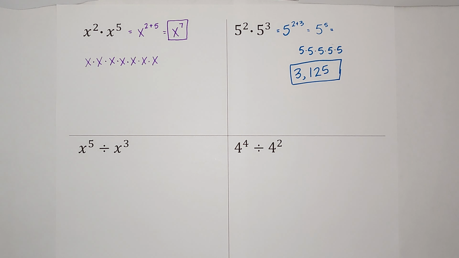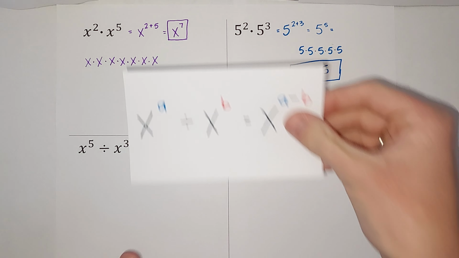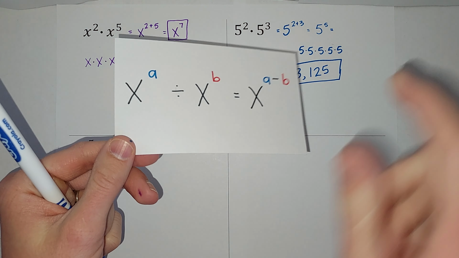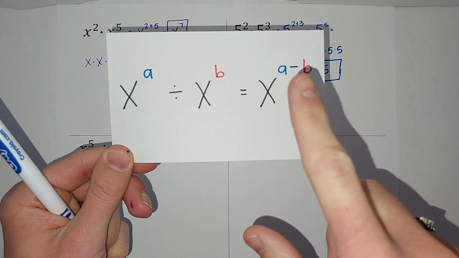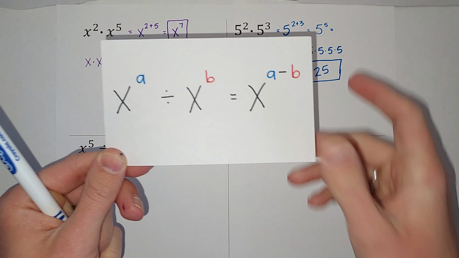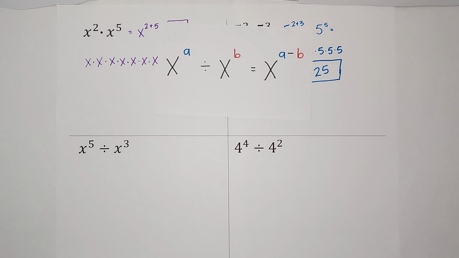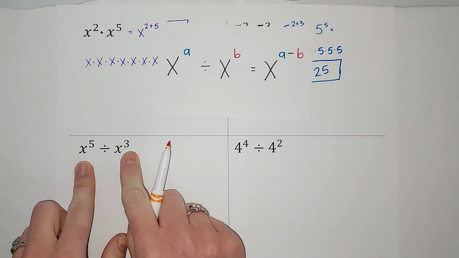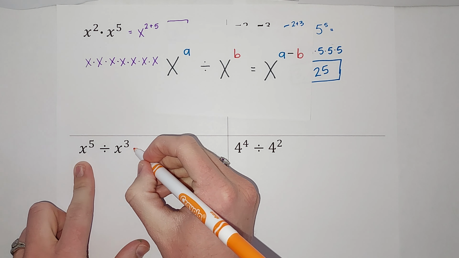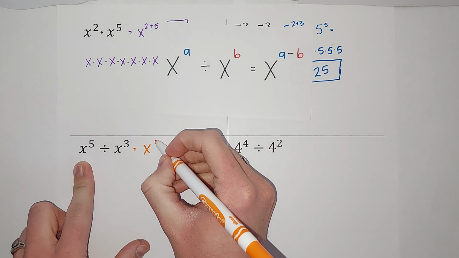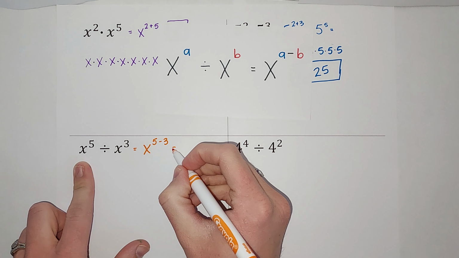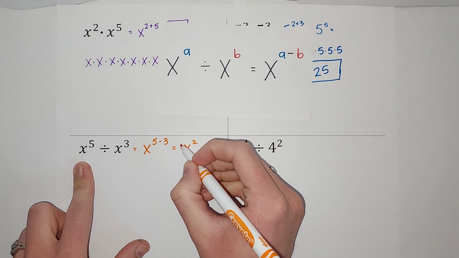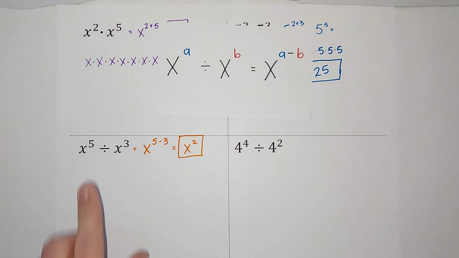Okay, now we are dividing. I bet you can probably guess what this is going to look like. Here's another beautiful card. So when I have x to the a power divided by x to the b power, it equals x to the a minus b power. Okay, that was a lot of words. Let's do it here. So I have x to the fifth divided by x to the third. Okay, so if I follow this here, then it would be x to the 5 minus 3 power. Okay, when I do that, I end up with x squared, right? And that's my answer.